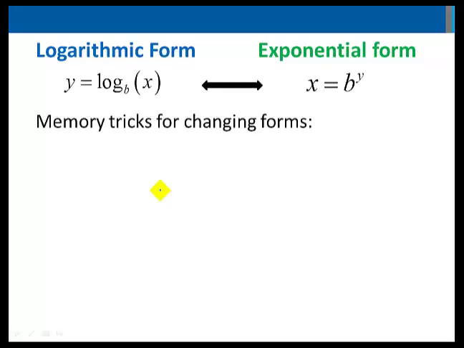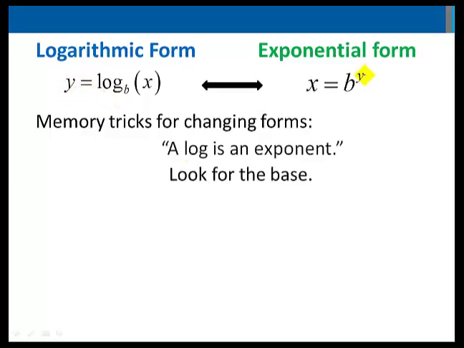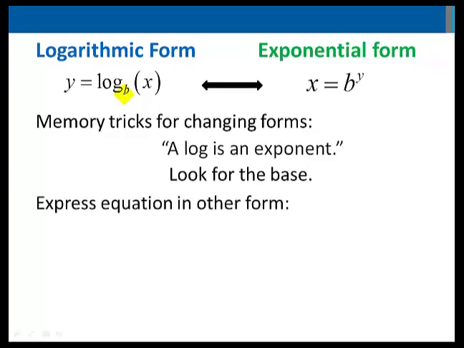Some memory tricks for changing forms are: a log is an exponent, and look for the base when changing between logarithmic and exponential form. Let's express the equations in the other form, starting with the equation 4 raised to the power of negative 3 equals 1/64. This equation is in exponential form. We want to change it to logarithmic form.